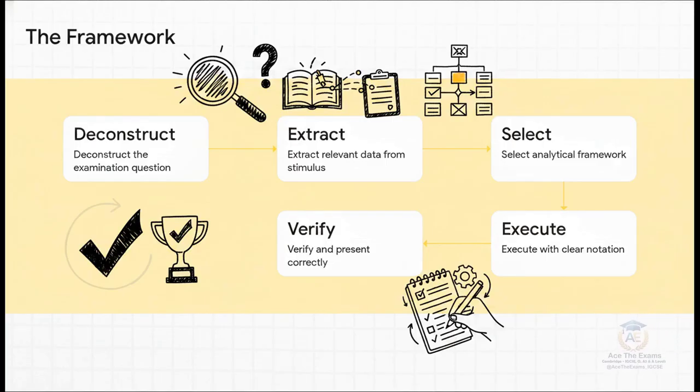To tackle complex stimulus material during your prep time, use this foolproof 5-step pseudocode. 1. Deconstruct the question. 2. Extract the relevant data. 3. Select your analytical framework. 4. Execute with clear notation on your scratch paper. And 5. Present it verbally using the correct terminology. Treat every single prompt like a strict procedural checklist. It completely eliminates panic and ensures you hit every assessment objective without skipping a beat.